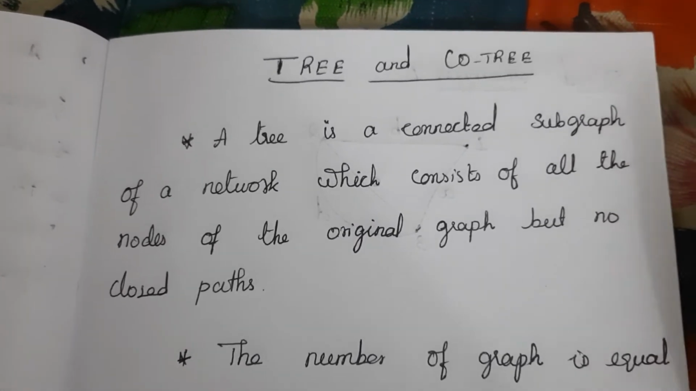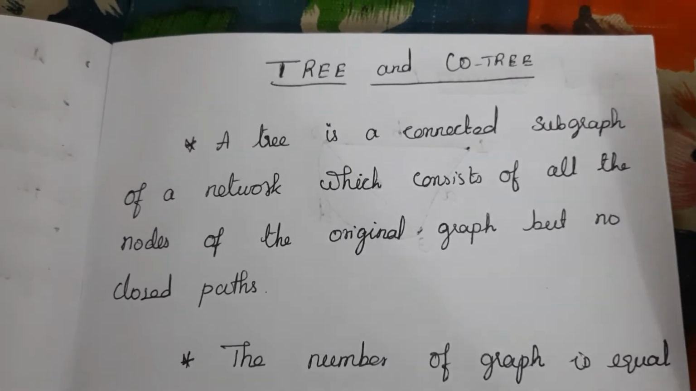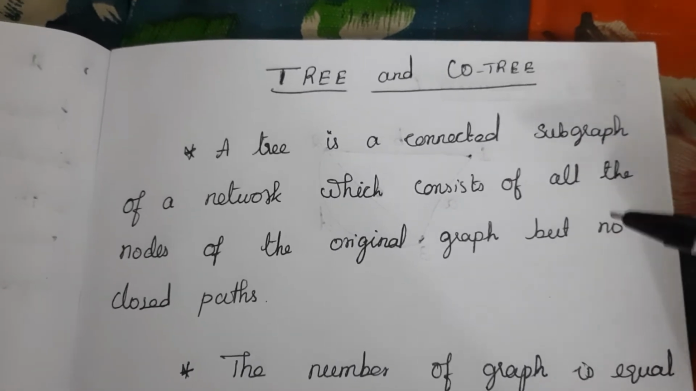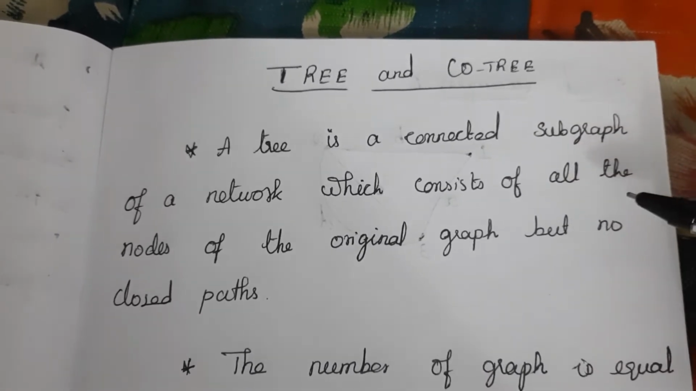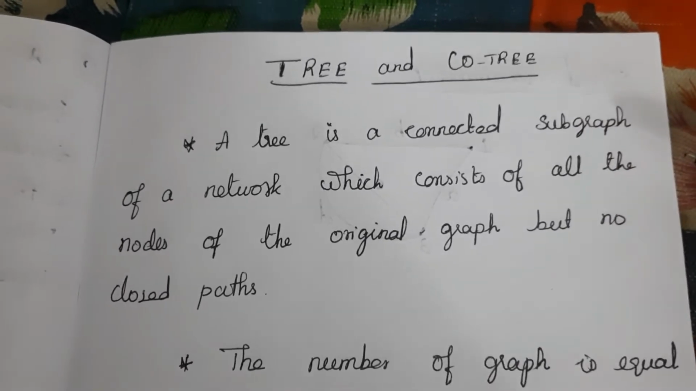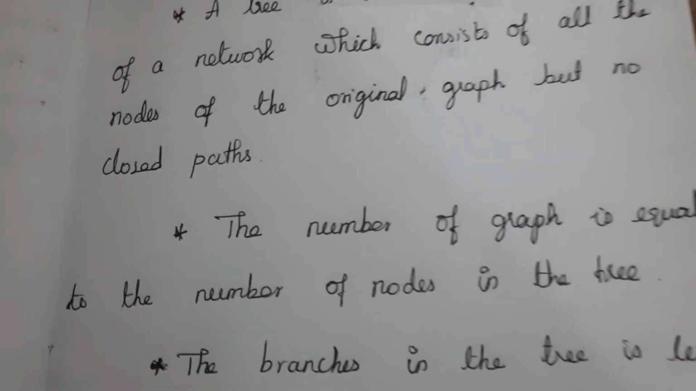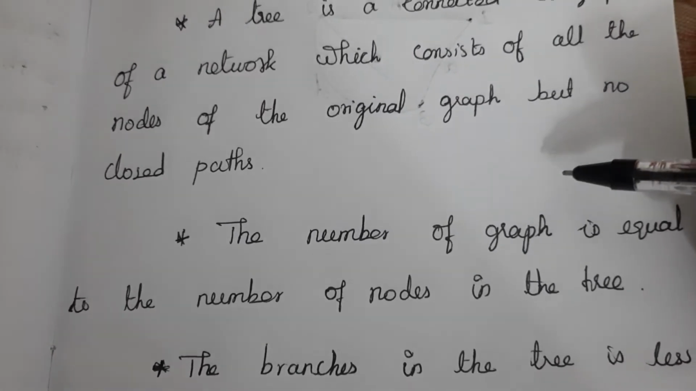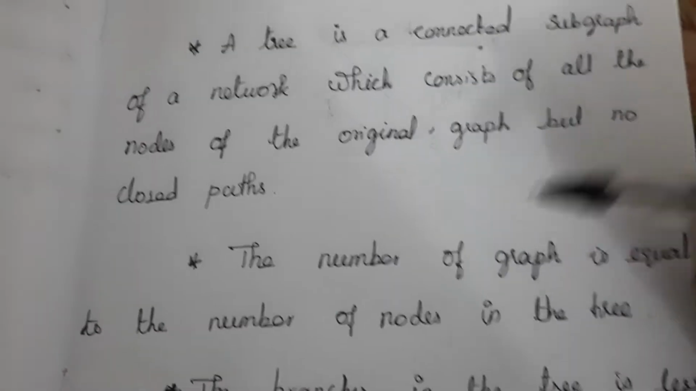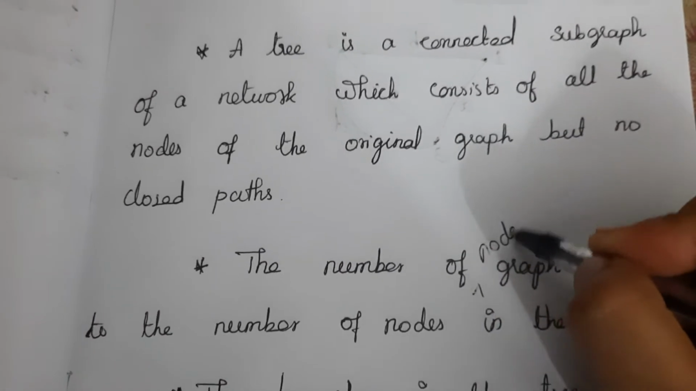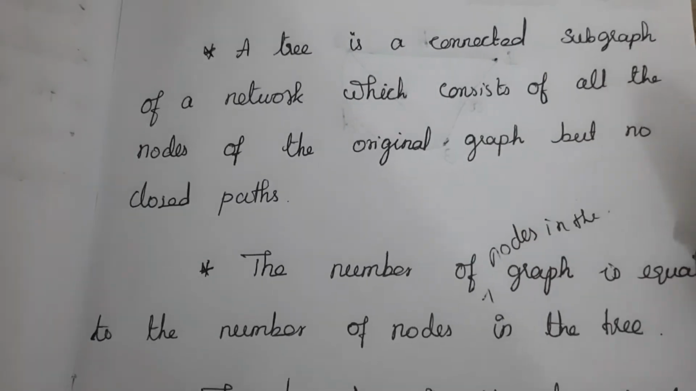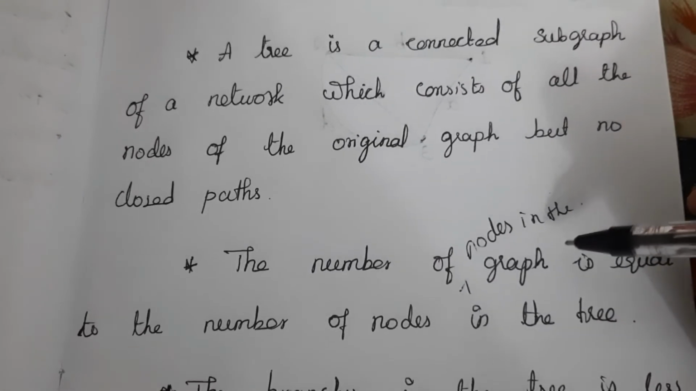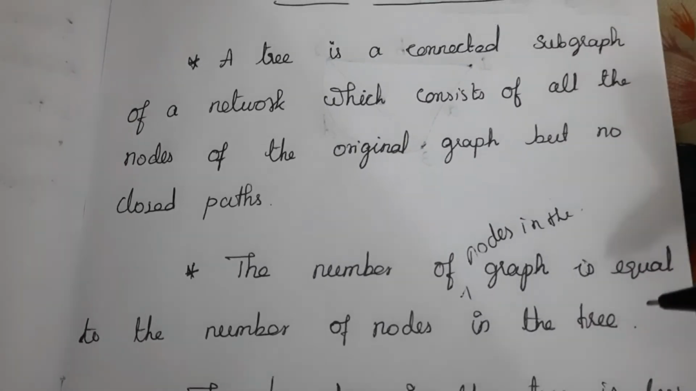So a tree is a connected subgraph of the network which consists of all the nodes of the original graph but no closed paths. And we can see all this definition using one solved problem. So next, the number of nodes in the graph is equal to the number of nodes in the tree. So how many nodes are available in the graph, that is also present in the tree.